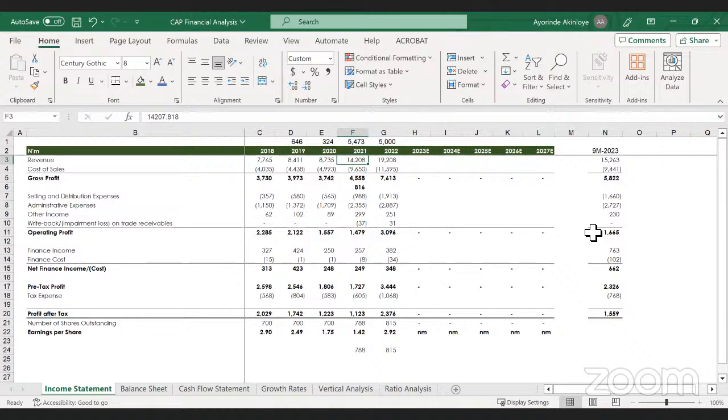No answers yet. This thing is 10 seconds. For 2018, remember, we don't have 2017. So instead of calculating average, just pick the singular figure, pick the other item from the income statement, divide it. That's all.